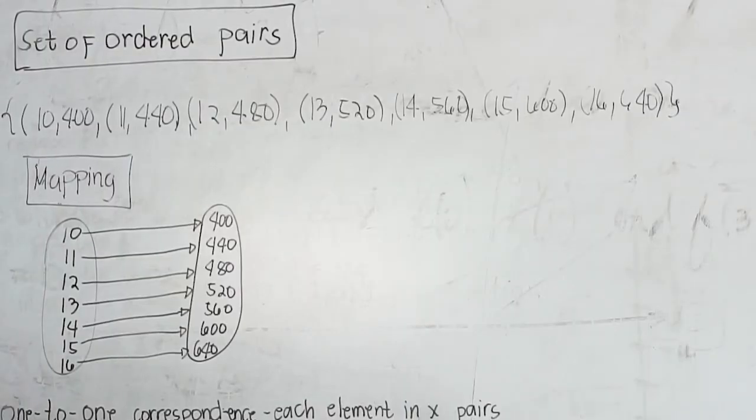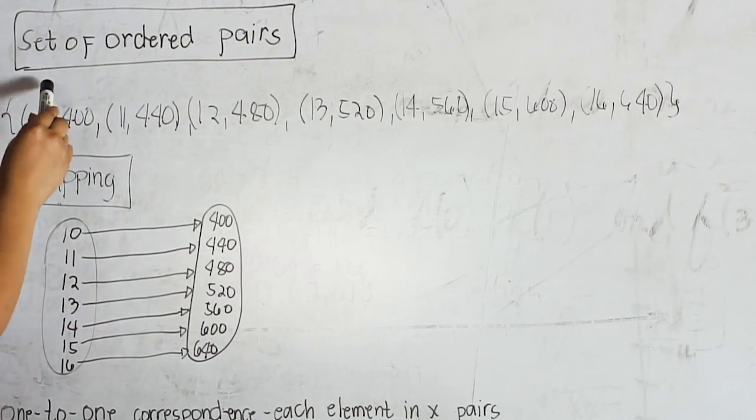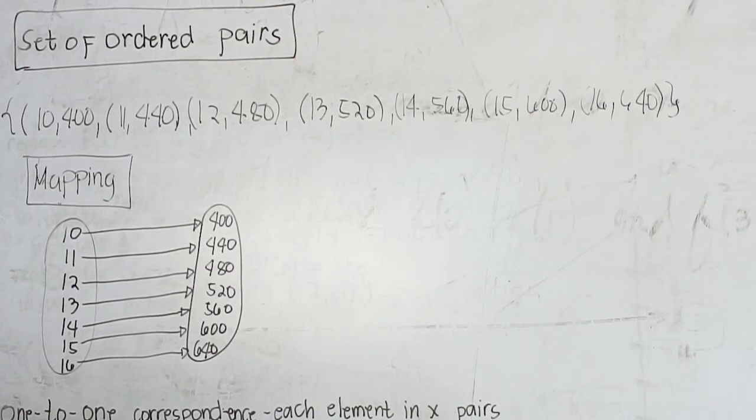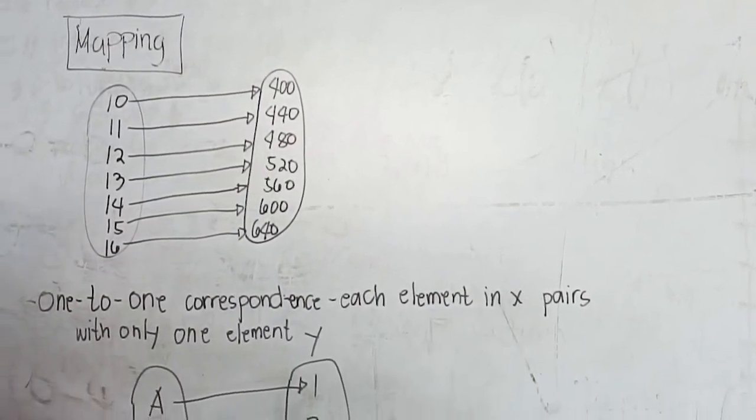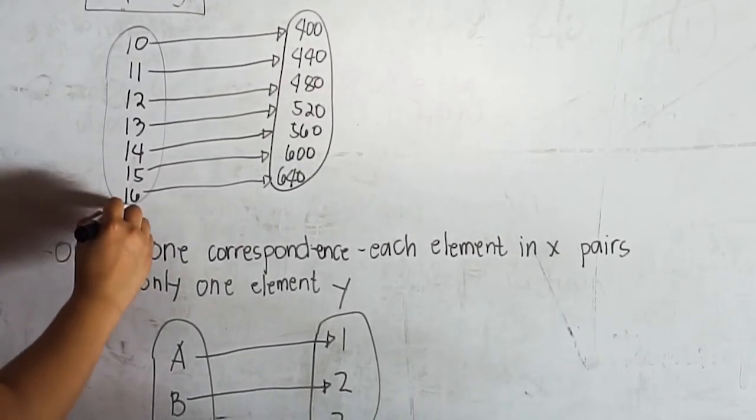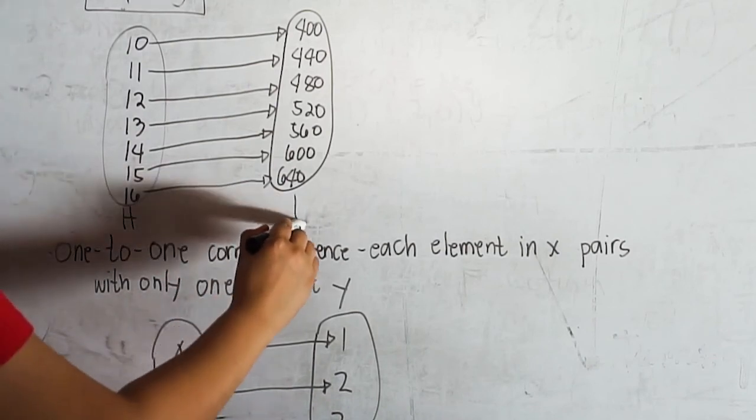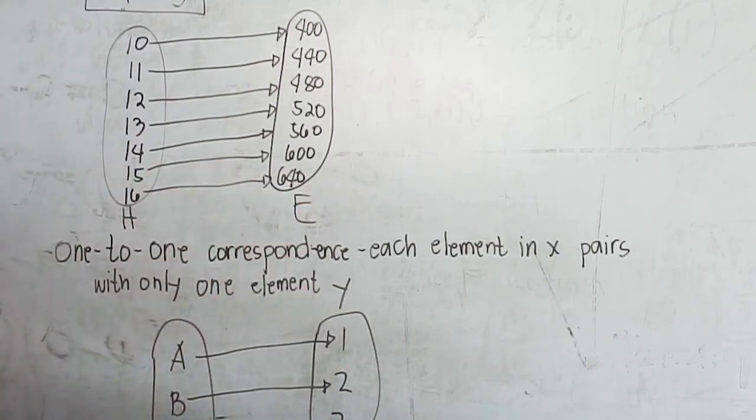You can also represent functions as a set of ordered pairs. We will base the set of ordered pairs on the table of values in our example: (10, 400), (11, 440), (12, 480), (13, 520), (14, 560), (15, 600), and (16, 640). You can also represent functions using mapping. On one side we will label it H for hours, and the other side is E for earnings. This is an example of a mapping.